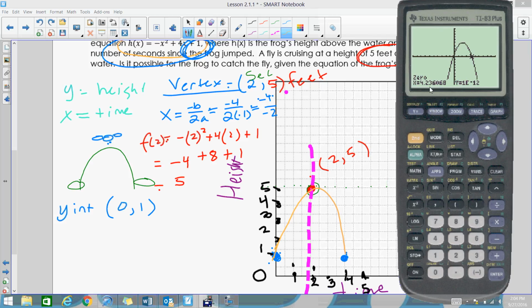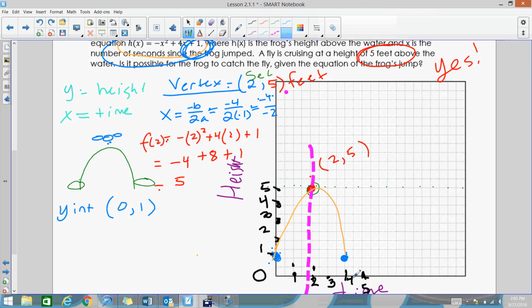So our 0 is 4.236 and our y, now look at this, 1e to the negative 12. That means 0. So it's 4.236 and then 0. 4.23 is somewhere around here and we just go here. So we say our x-intercept, all right, is 4.236, 0.